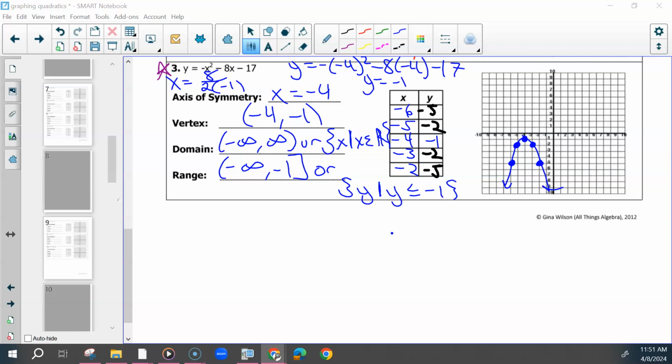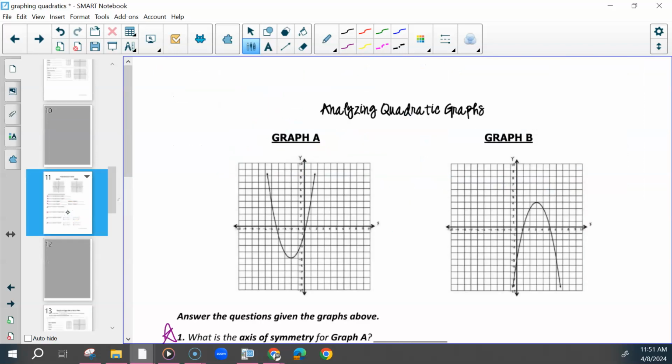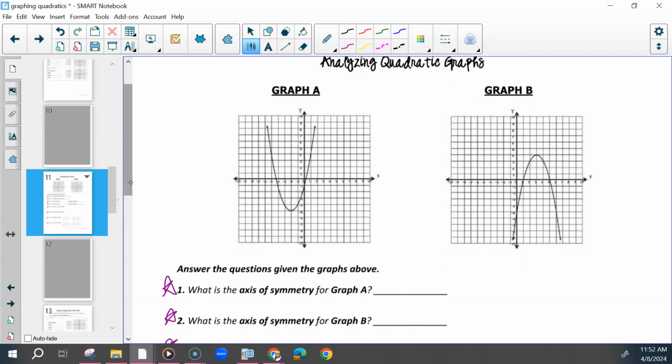Okay, so then go to this page, the one that says analyzing quadratic graphs. Notice the graphs are already given. We're going to be answering questions to find the characteristics based on the graph. So you'll have to do it both ways, from the equation and from the graph.